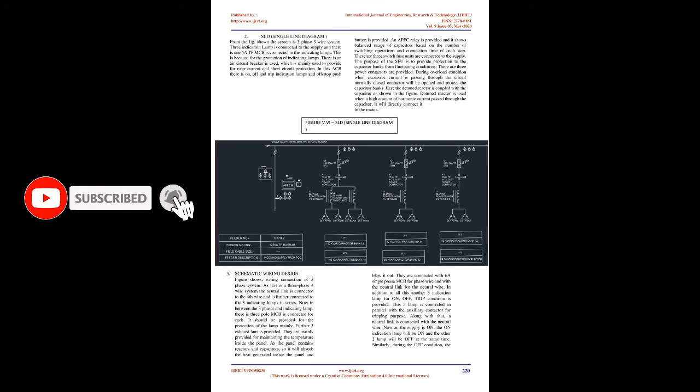V. Design methodology. Panel design comprises the following steps: 1. GA drawing. 2. SLD drawing. 3. Schematic wiring diagram. 4. Power and control wiring diagram. 1. GA, general arrangement. GA requires the following details to accomplish the panel design.